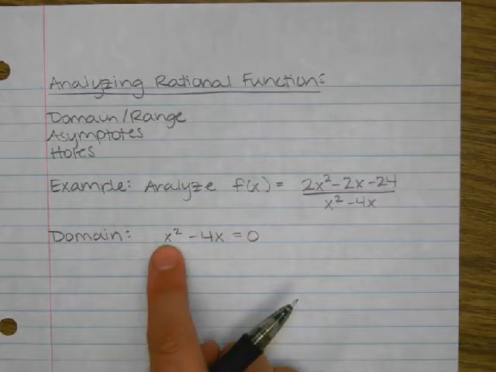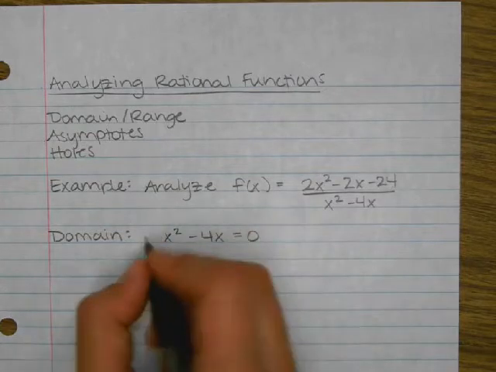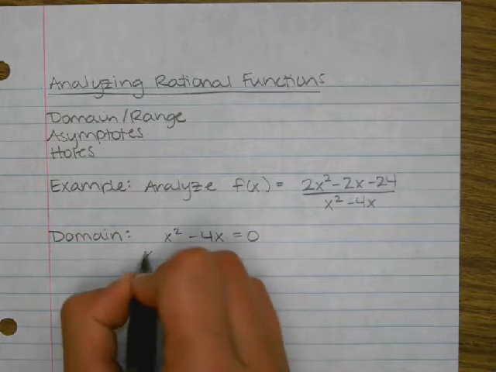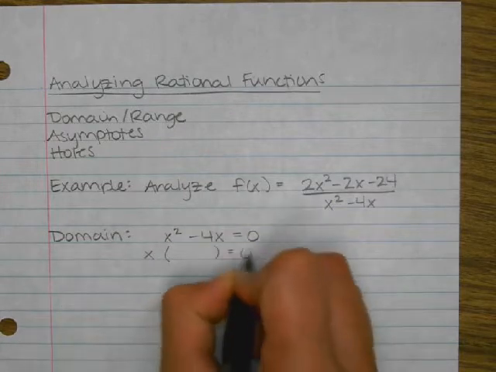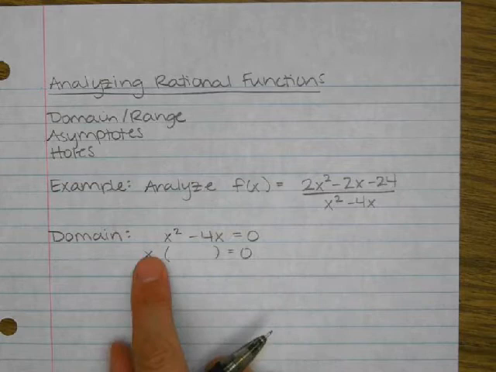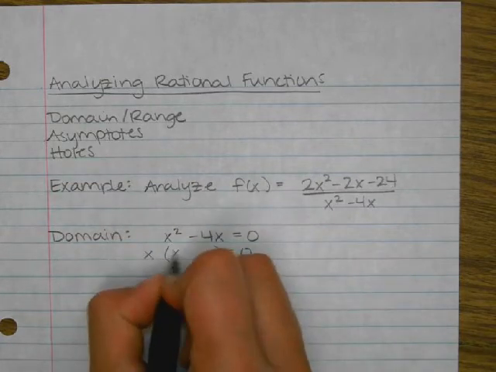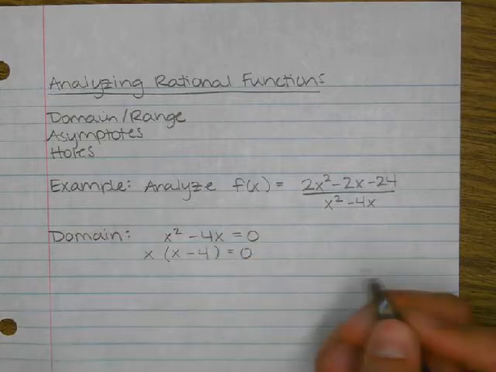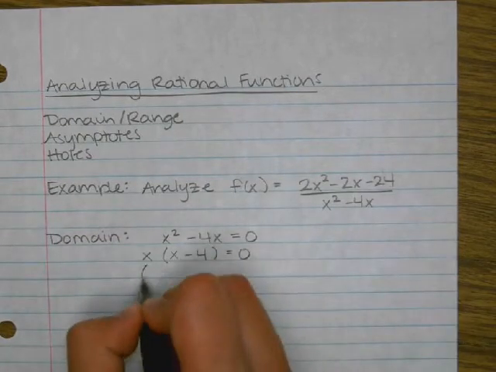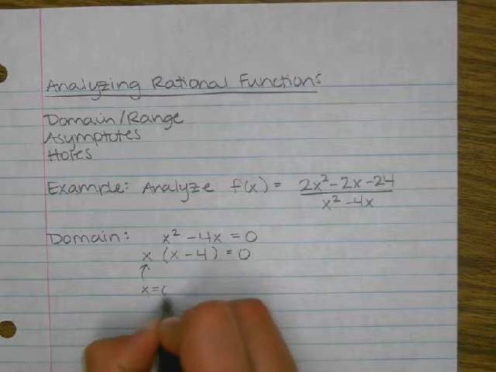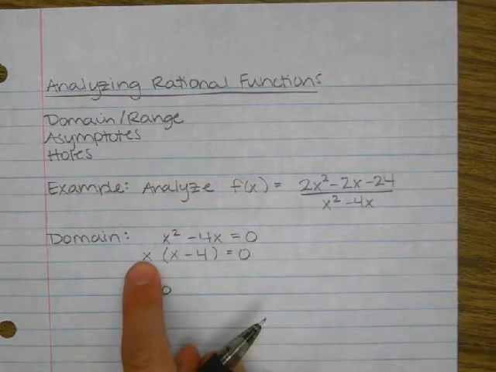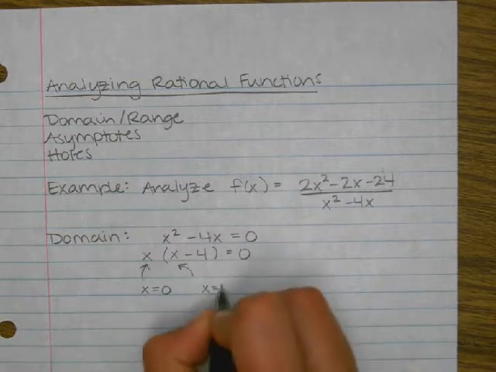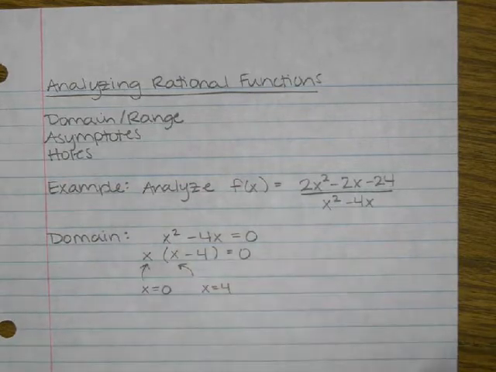So here I have a quadratic to solve, and to do that I'm going to have to factor it. So I have a greatest common factor here of x, and I'll go ahead and take that out. And then x squared, if I take out an x, I just have the x left over, and negative 4x, if I take out the x, I have a negative 4 left over. And so if I were to solve this, if x equals 0, that would make the whole equation equal 0. In this one, if x equals 4, the whole equation would equal 0.